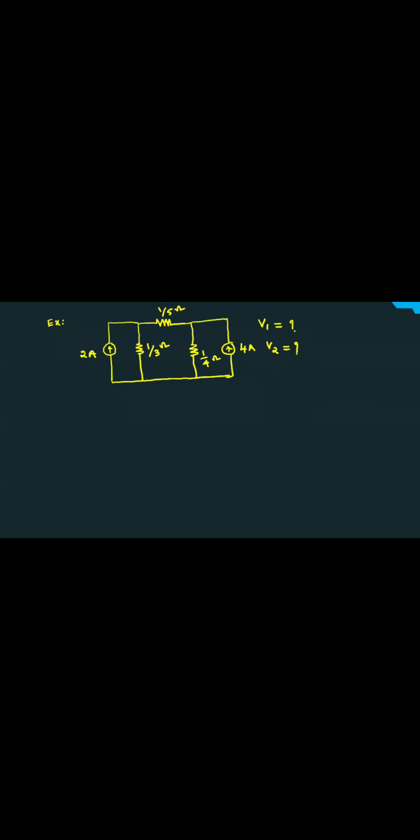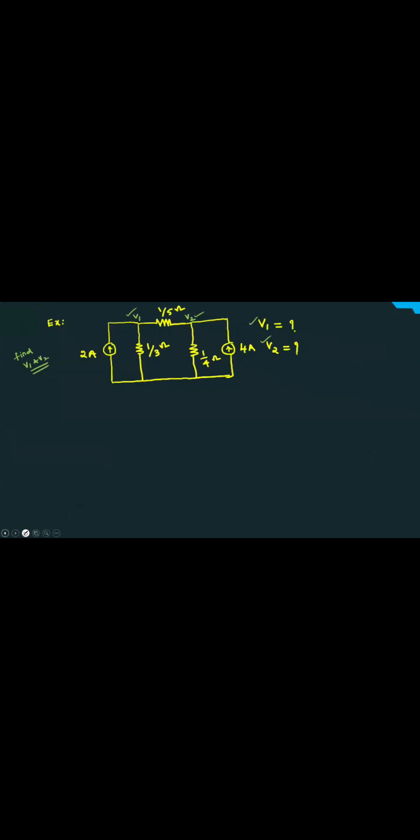Find V1 and V2. How to find V1 and V2? This is V1. This is V2. Apply nodal analysis at V1 and apply nodal analysis at V2. Two equations we can get. Solve the two equations, then we can get V1 and V2, students. Solve for that.